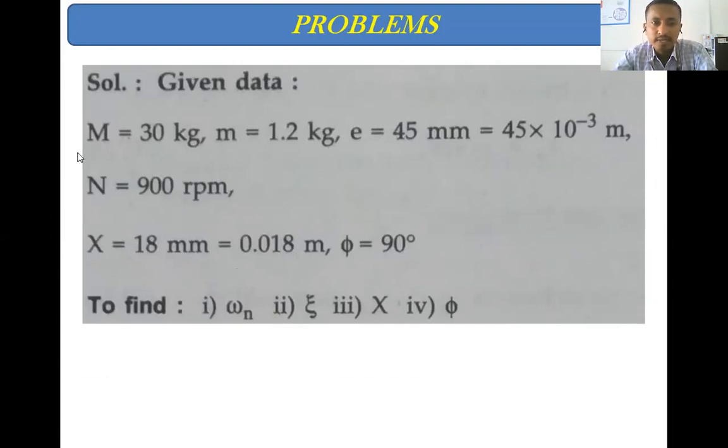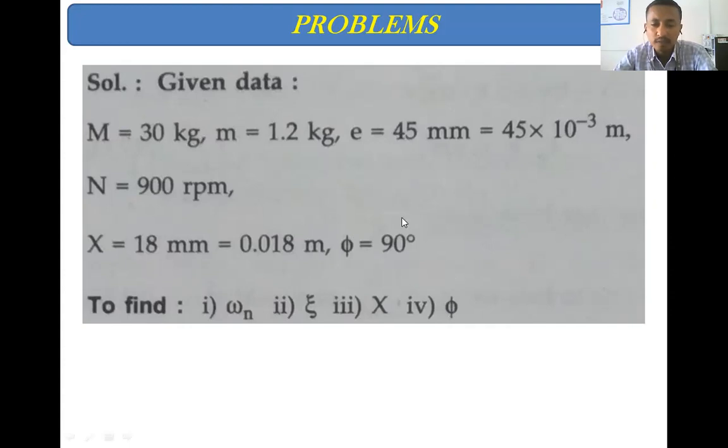And this is the data: speed is equal to 900 rpm and amplitude is 18 mm, which we can convert into meter, that is 0.018 meter. Afterwards phase angle is 90 degree. This is what is given in the problem. We need to find omega n, the natural frequency; zeta, the damping factor; third, the amplitude; and fourth, the phase angle, at a particular speed.